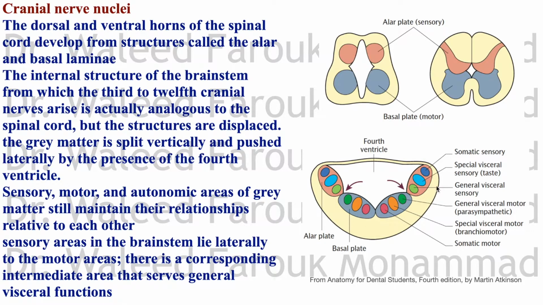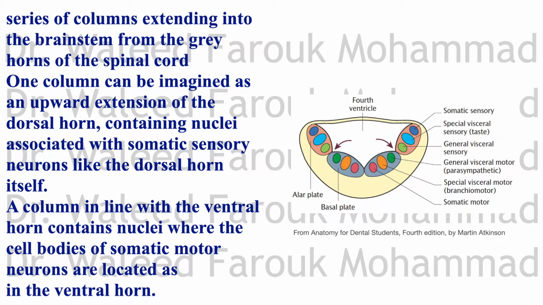Sensory are usually lateral, as you can see here. Sensory in the brainstem lie lateral to the motor areas, and there is a corresponding intermediate area that serves general visceral functions, meaning autonomic functions, as you can see here. These gray matter nuclei form a series of columns that extend through the brainstem, extending from the gray horns of the spinal cord.